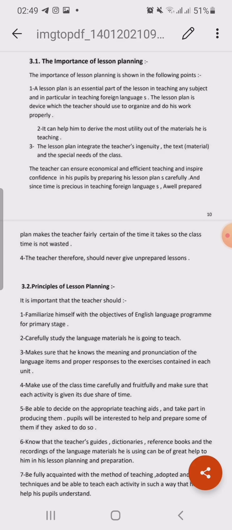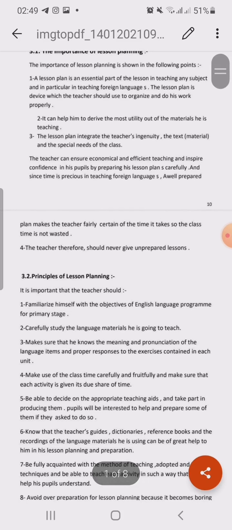A lesson plan is an essential part of the lesson in teaching any subject and in particular in teaching foreign languages. يعني خطة الدرس هي جزء رئيسي في تعليم أي موضوع، خصوصا في تعليم اللغات الأجنبية. The lesson plan is a device which the teacher should use to organize and do his work properly. يعني هي أداة اللي لازم المعلم أنه ينظم ويخطط لها بشكل صحيح.